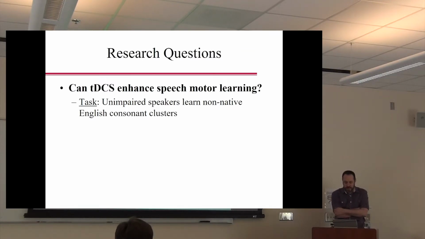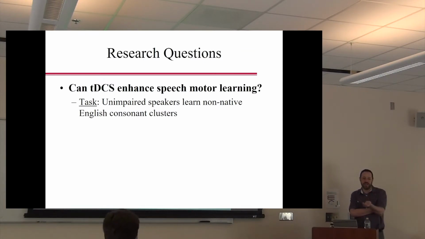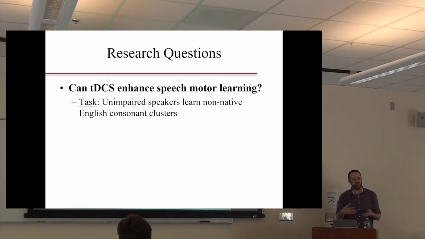So this is what the second part of the talk is going to focus on: a paradigm that we've developed and run, looking at unimpaired speakers who are learning to produce non-native English consonant clusters. If we have unimpaired speakers producing native English consonant clusters, they're going to do okay, and we're not going to have a whole lot to look at. So we tried to have something that would involve motor learning in some way, so that it wouldn't just be practicing a non-word that totally fits with all the properties of English, but that they would actually have to learn to do something new.